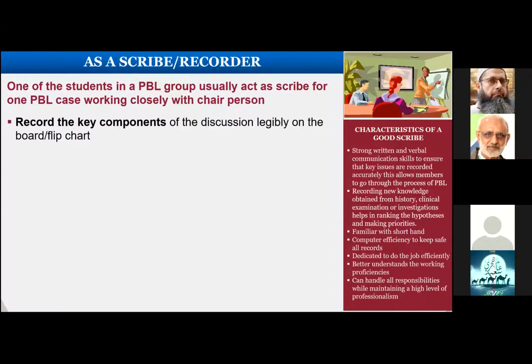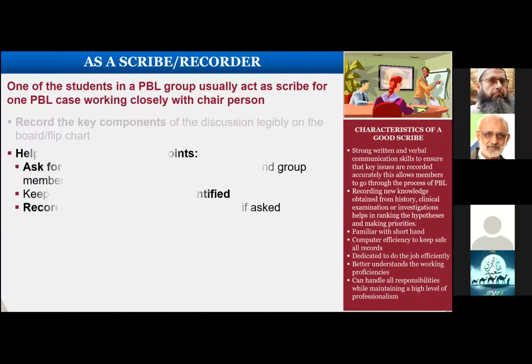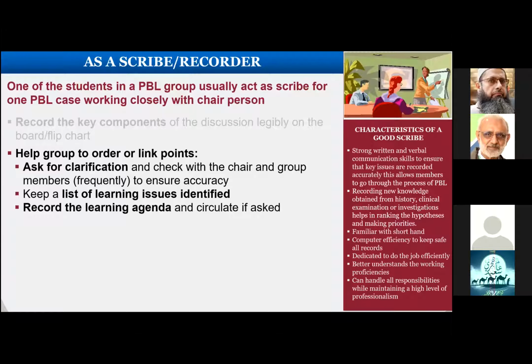Their main function is to record the key components of the discussion legibly on the board or the flip chart, whichever is being used. They help the group to order or link the points, and ask for clarification if some confusion is there and you are not sure of what they are discussing and that what you are writing is clear. Keep a list of the learning issues which have been identified, and record the learning agenda and circulate it if asked by the group members.